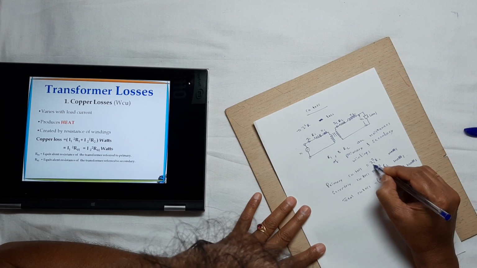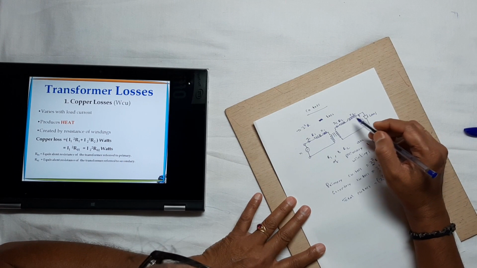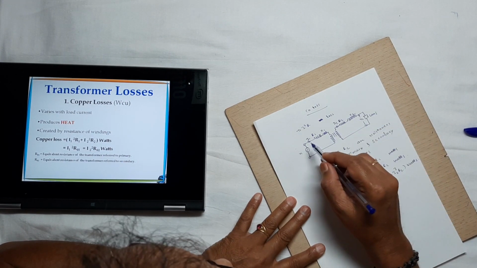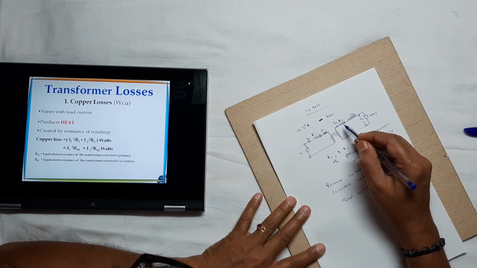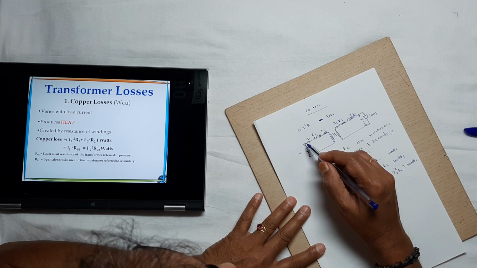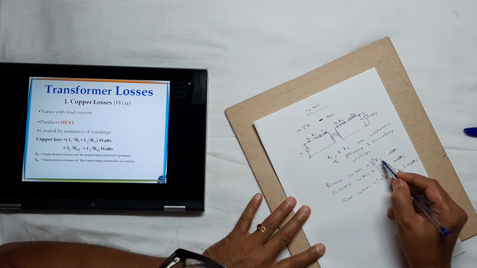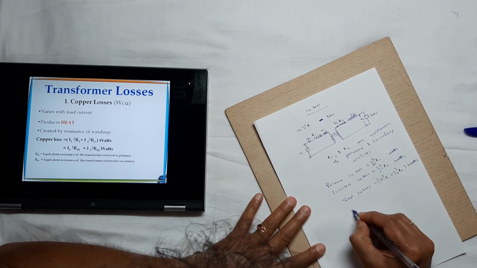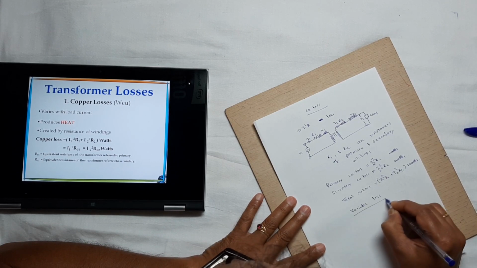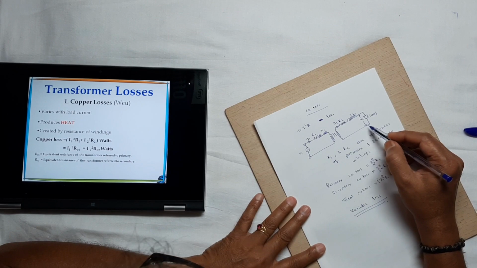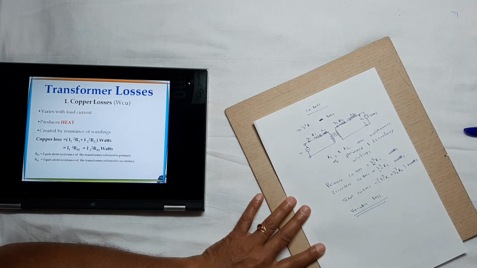Then if you look at the copper loss, it depends upon I1 and I2. If the load increases, the current I2 increases. If I2 increases, the current drawn from the supply also increases. As the load changes, I2 changes, and in turn I1 also changes. When the current changes, the copper loss also changes. Therefore, this loss is called the variable loss. It is called a variable loss because the copper loss depends upon the load current. That is why it varies with load current.